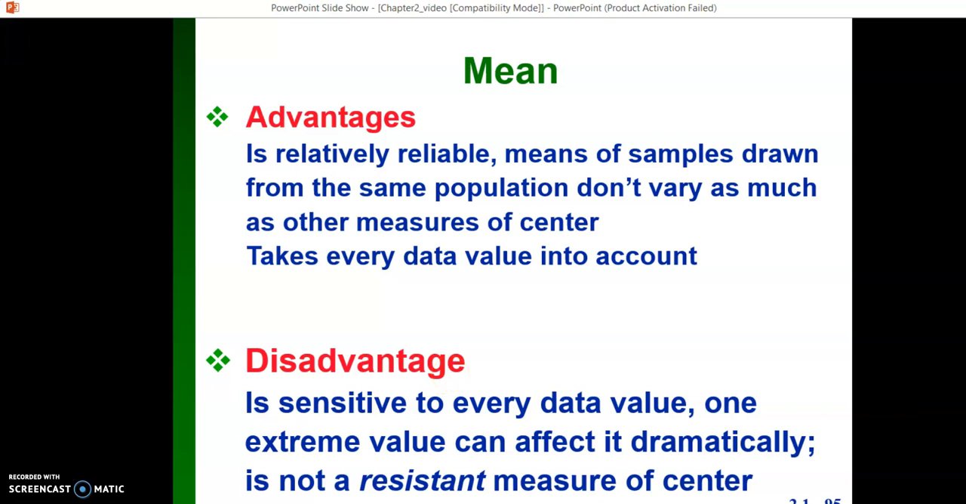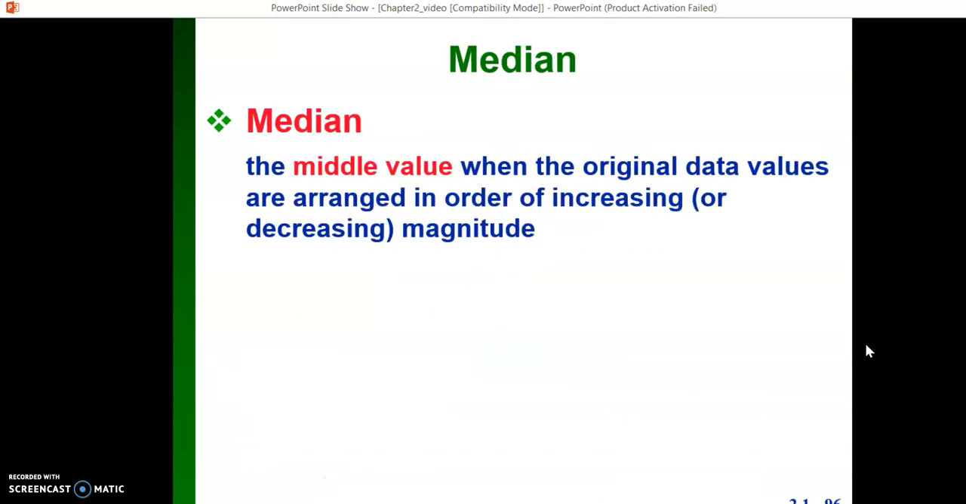If you have all the values between 40 and 60, and you add one of the values as 90, or a very low value such as 10, of course that will affect the mean. So that's a disadvantage of the mean.